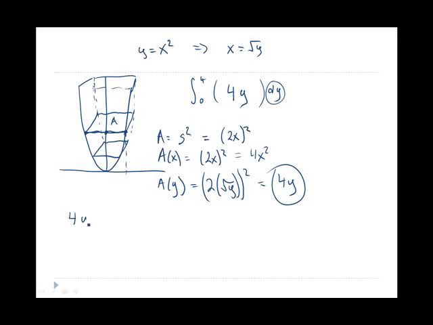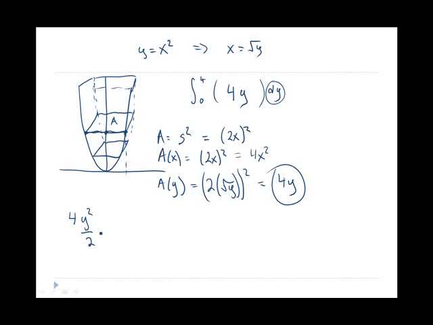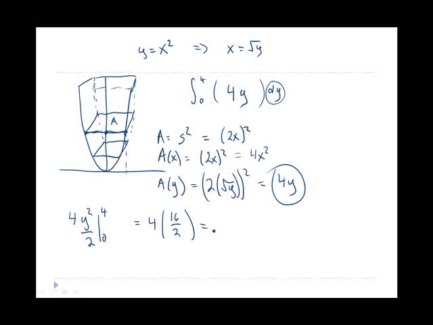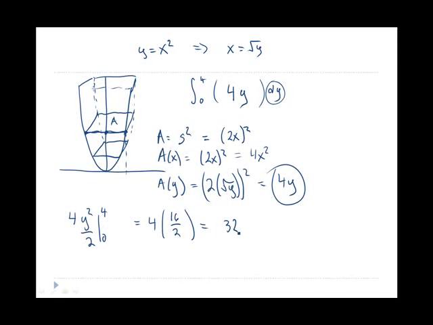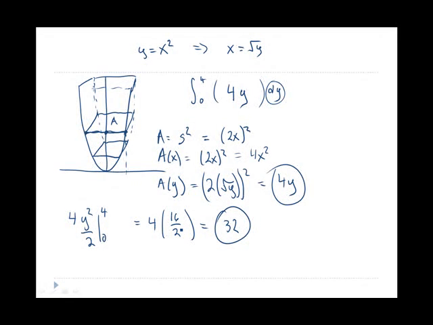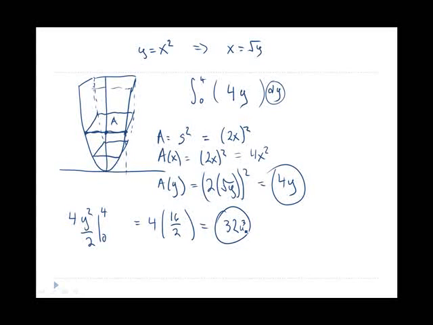We have 4y squared over 2 from 0 to 4. So plugging that in, I'm going to have 4 times 16 over 2, right? Or 4 times 8, which is 32. So the volume of this thing when the cross-sections are squares is 32. And that's just cubic units. We don't have any measurement on it, so you don't have to worry about that.